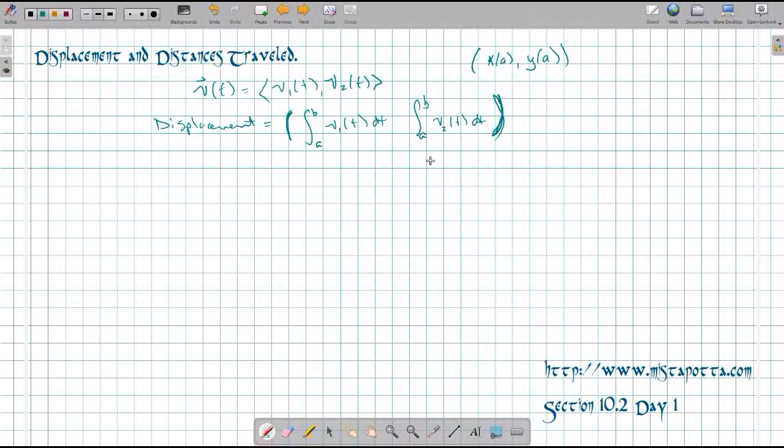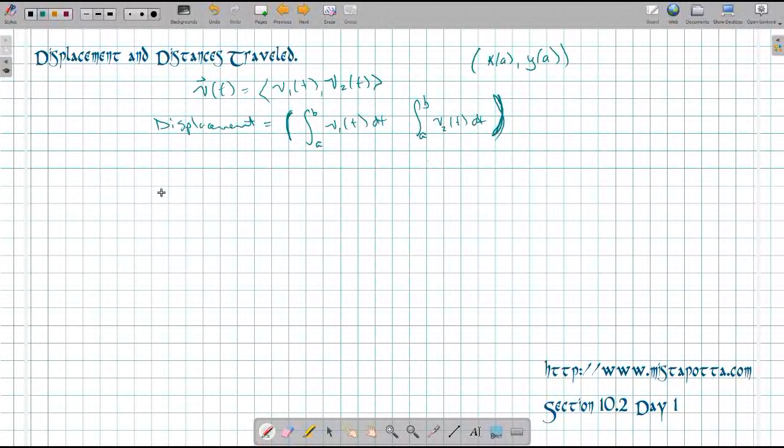Now keep in mind, I'm not only talking about displacement here, but I'm also talking about the distance traveled. So if I take 5 steps forward and I take 5 steps back, even though I'm right where I started, I've traveled a total distance of 10. 5 forward and 5 backwards. So in other words, I don't care about the direction when I'm talking about the distance traveled. I only care about the magnitude.